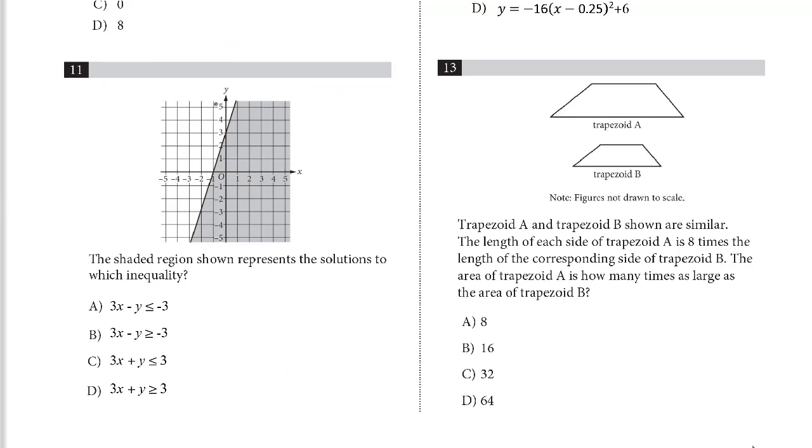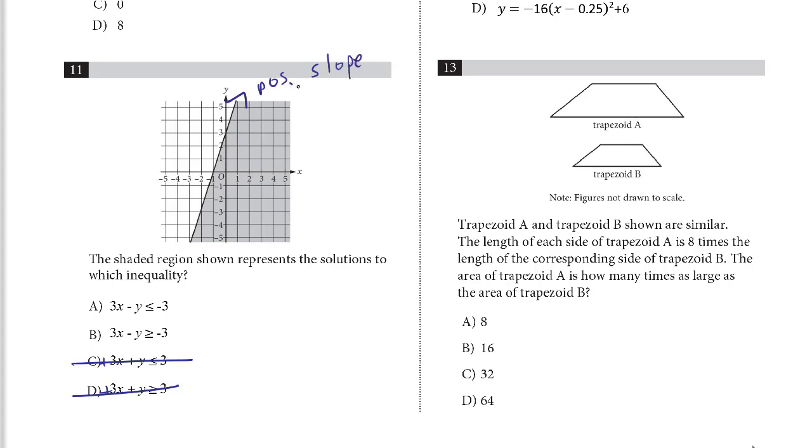Number 11. So it looks like we've got a linear inequality. The shaded region represents the solutions to which inequality? Well, everything here is in standard form, right? Ax plus By is less than, equal to, or greater than C. Right away, if the signs in standard form are the same, plus, plus, plus, plus, it must be a negative slope. This is going upward to the right. It's a positive slope.